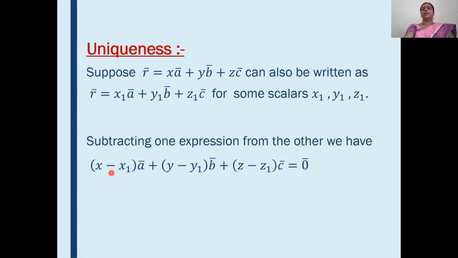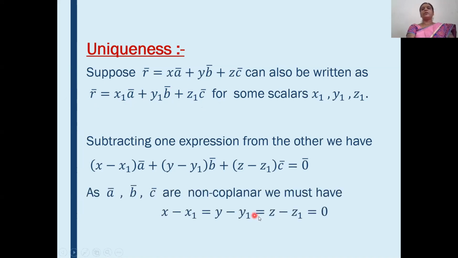This means x minus x1, y minus y1 and z minus z1 must be equal to 0. If we equate these to 0, then we get x equal to x1, y equal to y1, and z equal to z1. This means x, y, z are unique. There does not exist another set of scalars satisfying this linear combination. Therefore, R bar equal to x A bar plus y B bar plus z C bar is a unique equation. This proves the uniqueness part of the theorem.